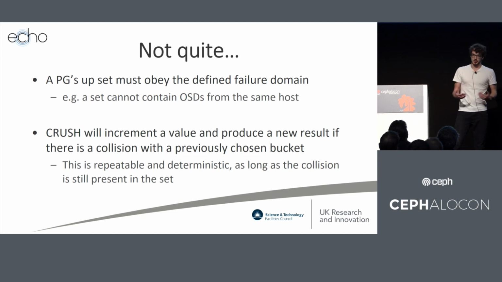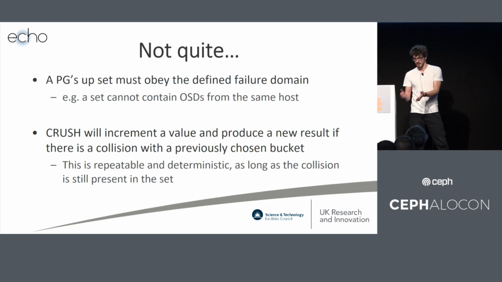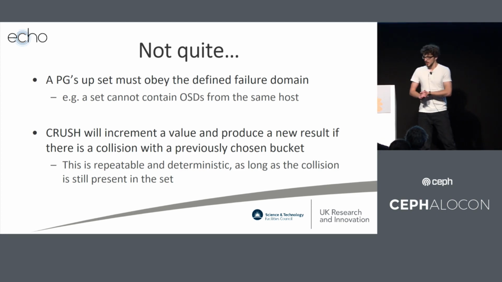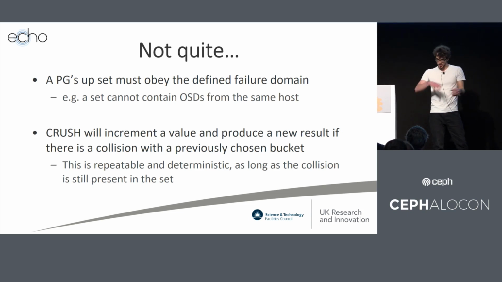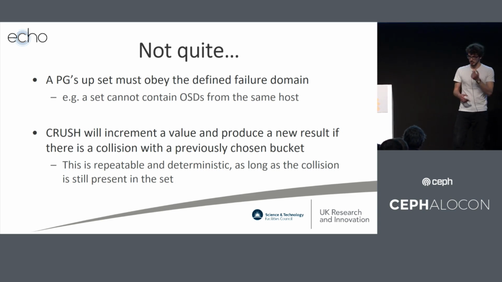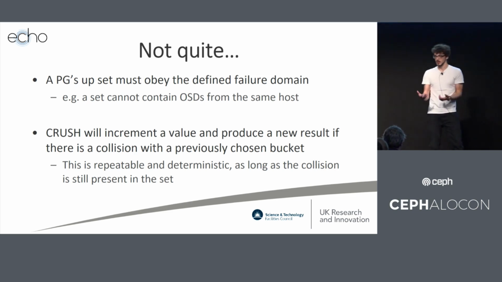And so Crush has to deal with that. Crush has to not return you sets of OSDs that have OSDs on the same host, assuming your failure domain is the host. So Crush does the calculations one by one to produce each OSD for the set. And if it produces an OSD, and then it produces the next OSD, and that OSD collides with the first OSD, it has to redo the calculation, and it's got a value that it increments, which changes the output and produces a new OSD, or a new Crush bucket. I've generalized on this slide.